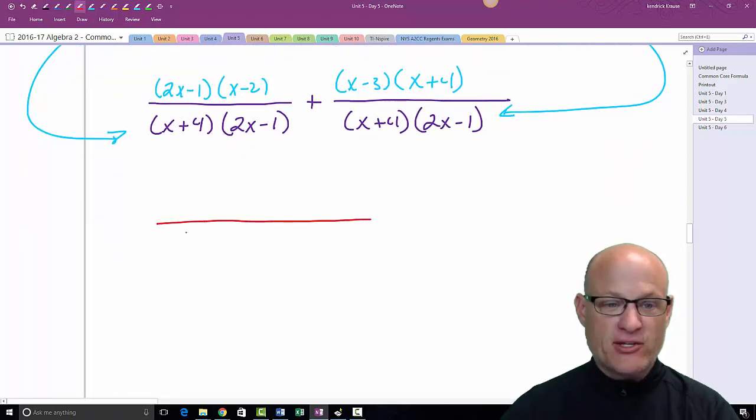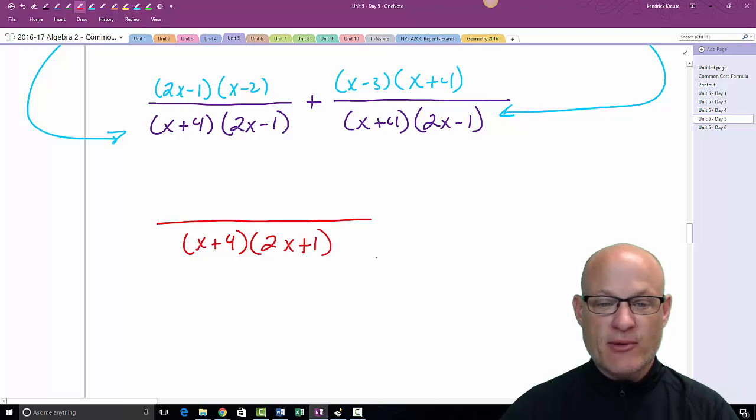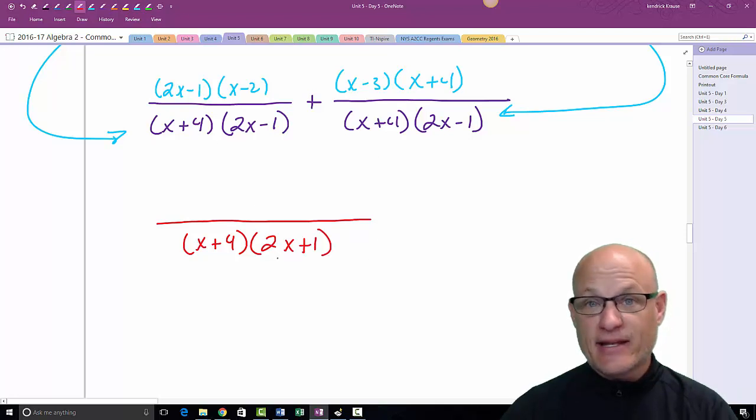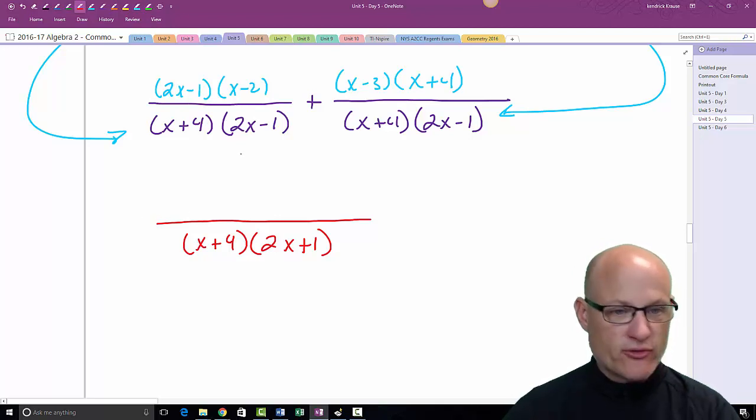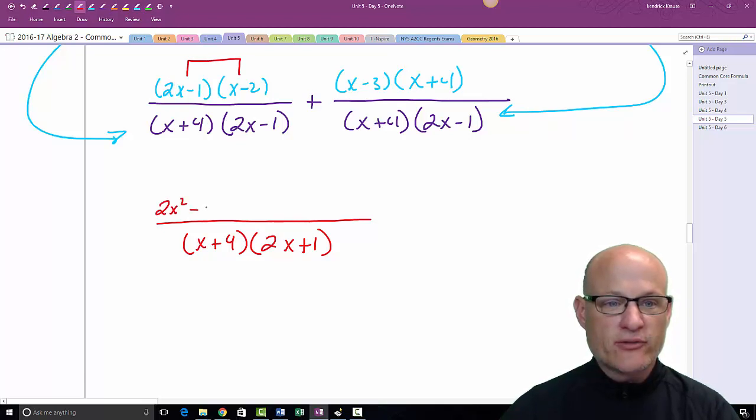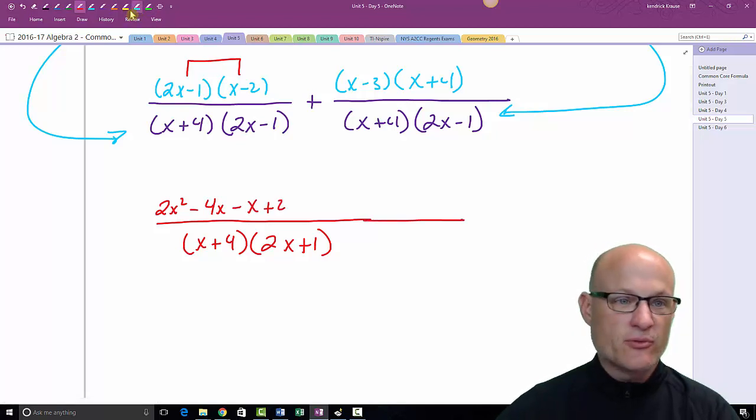It's absolutely mandatory when adding and subtracting fractions, especially rational fractions. So the denominator, now that I have a common denominator, I keep that denominator, and I got a whole lot of messing around to do with this numerator. So let's double distribute this thing. So we're going to get 2x squared minus 4x minus x plus 2. That's the first one.